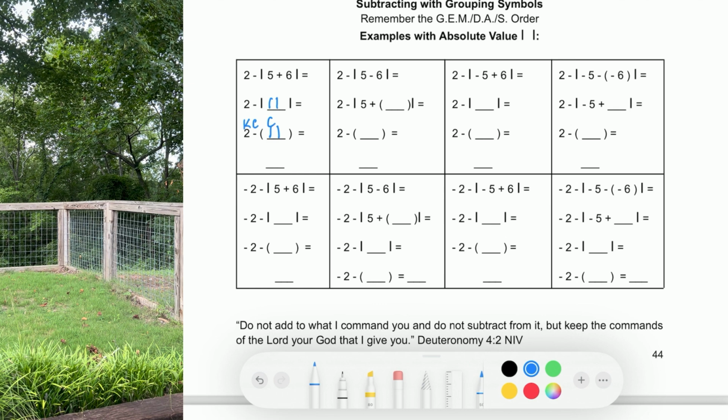All right, so 2 plus -11. They're different signs, so we need to take the difference, which is 9. The 11 is greater, so we're going to use the negative. So the answer to this is -9.